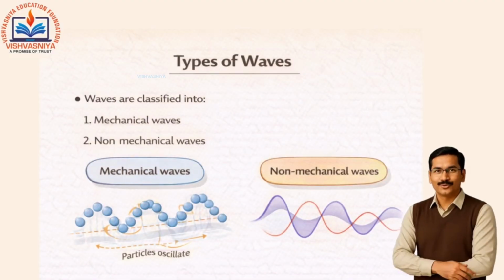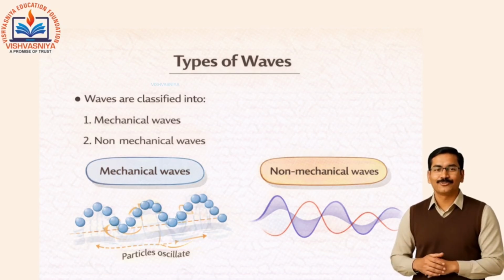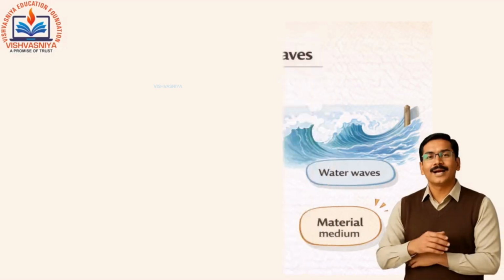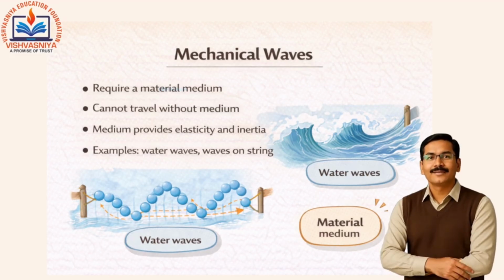Based on the requirement of a medium, waves are divided into two main types: mechanical waves and non-mechanical waves. This classification helps us understand whether a medium is necessary for wave propagation. Mechanical waves are waves that require a material medium for their propagation. They cannot travel in the absence of a medium.